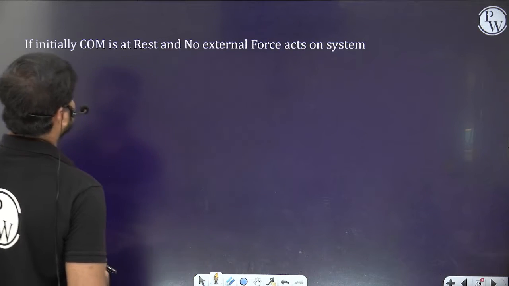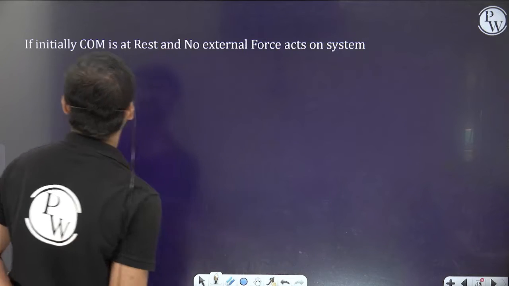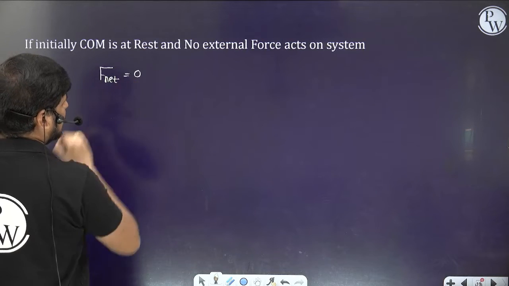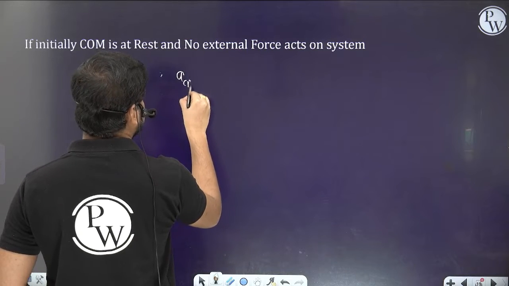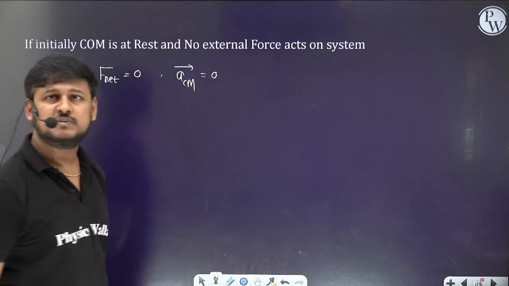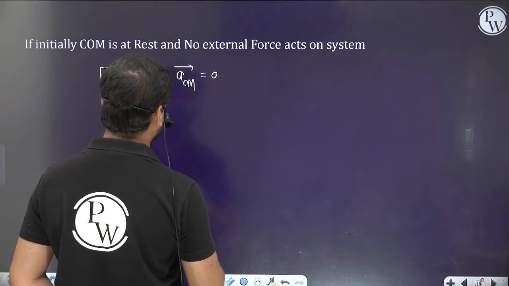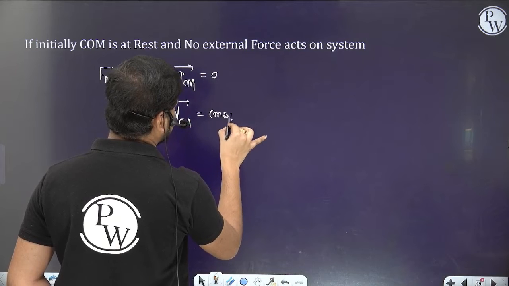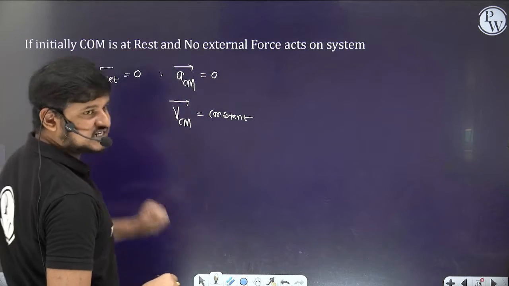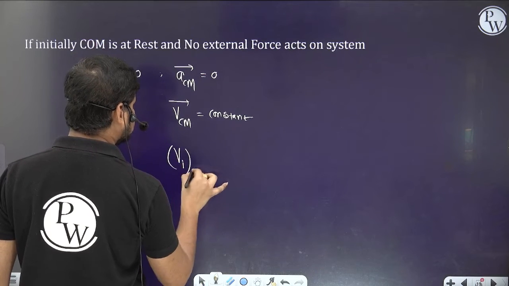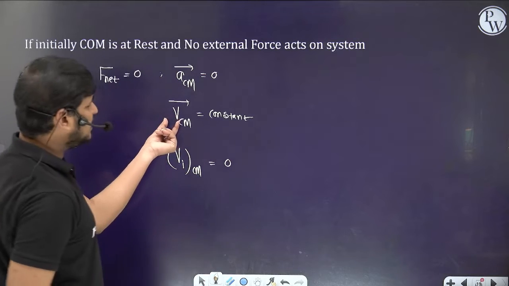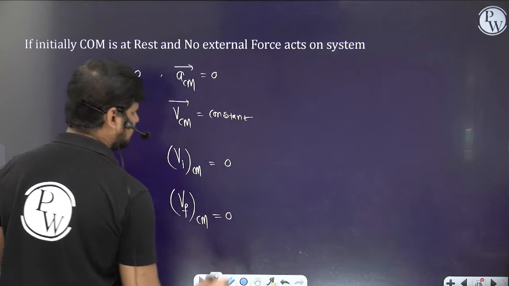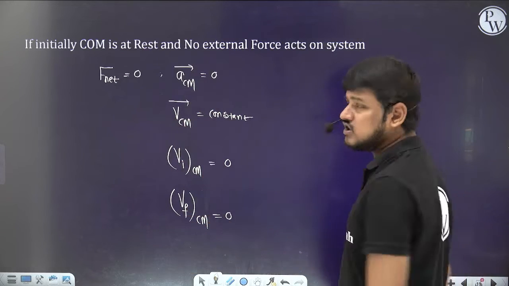So let's go for the next one. If the center of mass is at rest and no external force is acting, if F net acting on the body is 0, you know that the ACM will be equal to 0. So the acceleration of center of mass will be equal to 0. If the acceleration of center of mass is 0, then the VCM is going to be constant. So if initially the center of mass is at rest, the initial velocity of the center of mass is 0, then the velocity of the center of mass should remain constant. Therefore the final velocity also should be equal to 0.